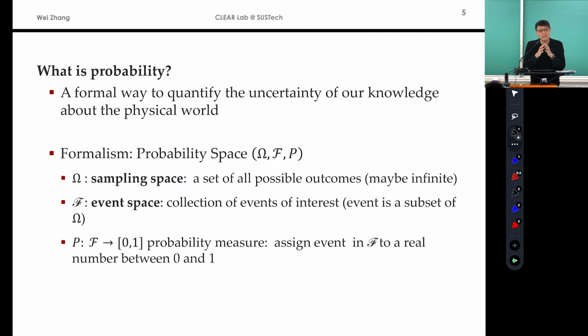I have a very general question. Do you think the world, the physical world, is random or deterministic?